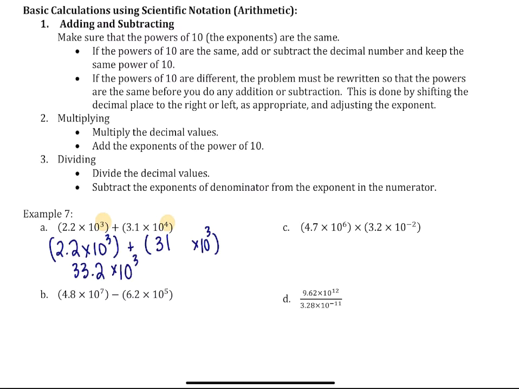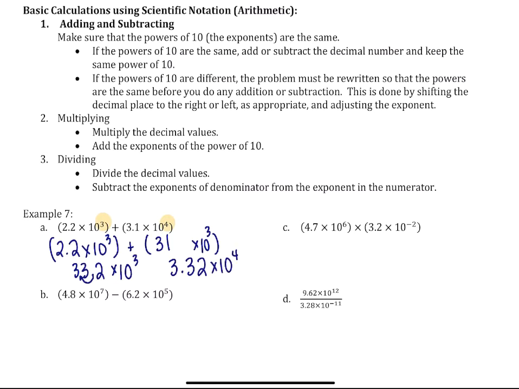Now, often when you do this, you will have to convert back to scientific notation because notice here that I am out of scientific notation. And what do I need to do? Well, that 33.2, I want to make that 3.32. And since that was taking me a decimal place to the left, I'm going to add 1 to my exponent.